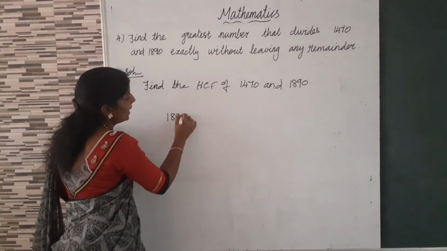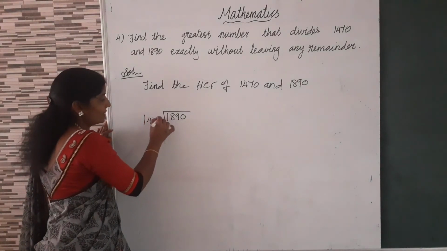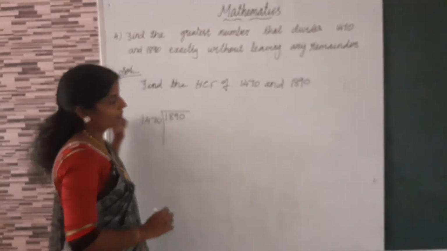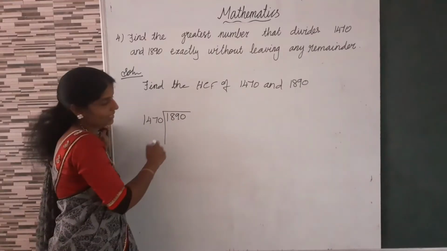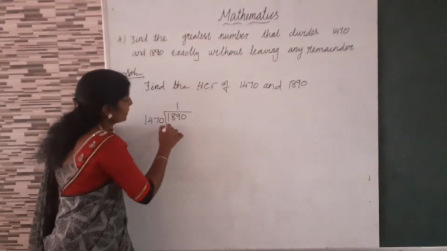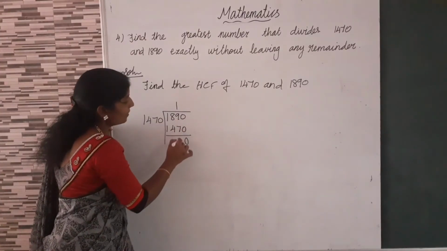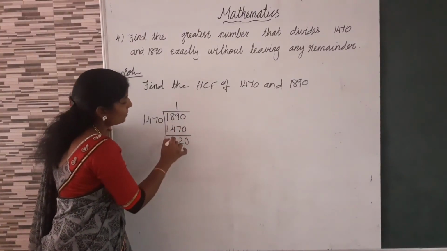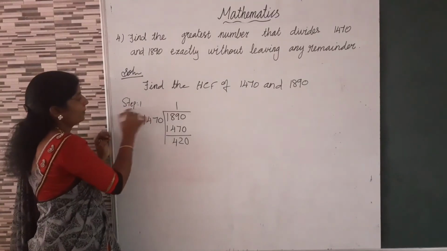Which is the big number? 1890. Which is the small number? 1470. Now here 1470 only one time. Two times means more than 1890, isn't it? So we can take only one time 1470. Now 0 minus 0, 0. 9 minus 7, 2. 8 minus 4, 4. This is step 1.